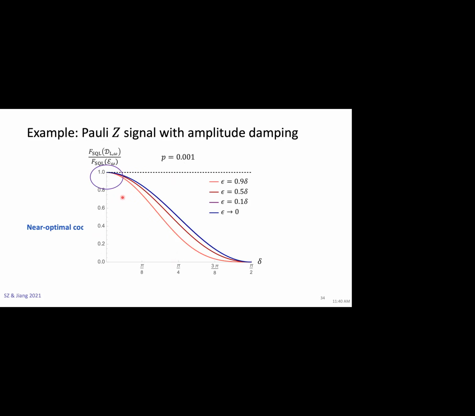When delta is very small and epsilon goes to 0, we achieve this optimal SQL coefficient. But when epsilon is slightly larger, even if epsilon is like 0.5 delta, we also get very close to this optimal Fisher information when delta is very small. So that's basically the structure of the near optimal code that is solved by the strategy previously.